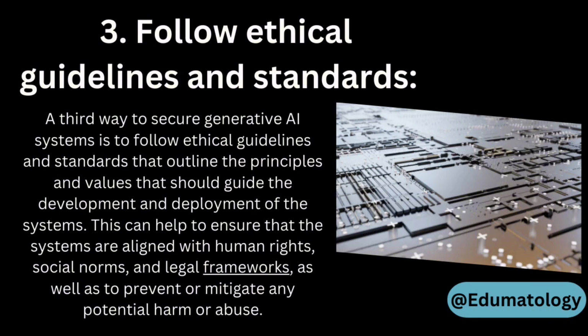A third way to secure generative AI systems is to follow ethical guidelines and standards that outline the principles and values that should guide the development and deployment of the systems. This can help to ensure that the systems are aligned with human rights, social norms, and legal frameworks, as well as to prevent or mitigate any potential harm or abuse.